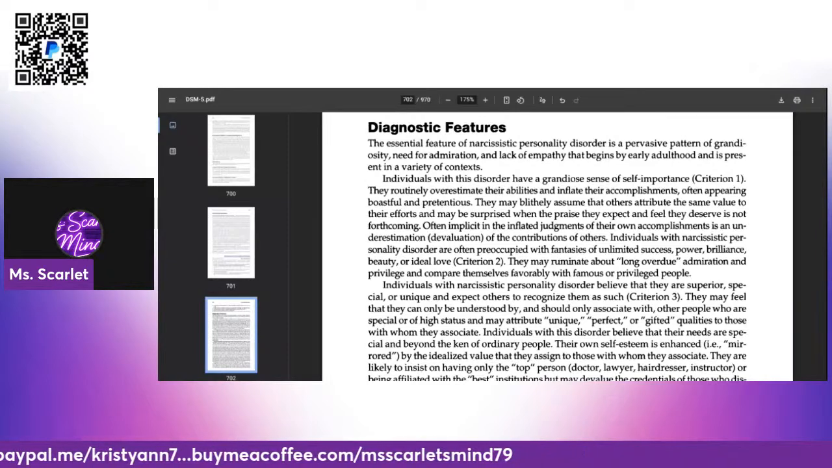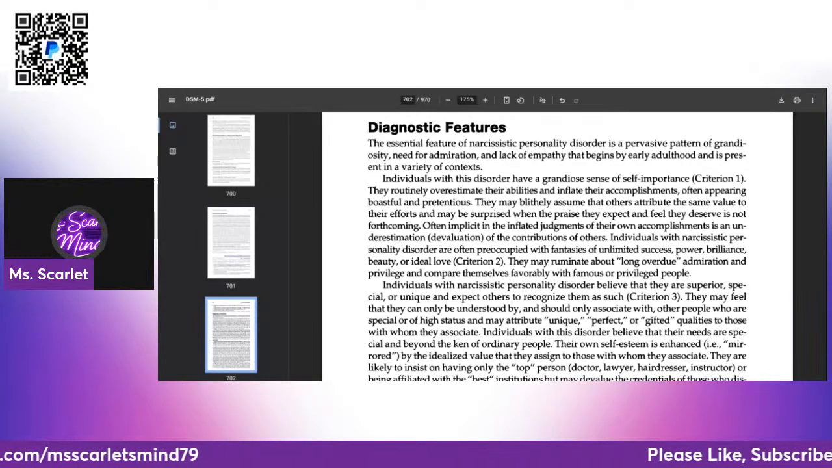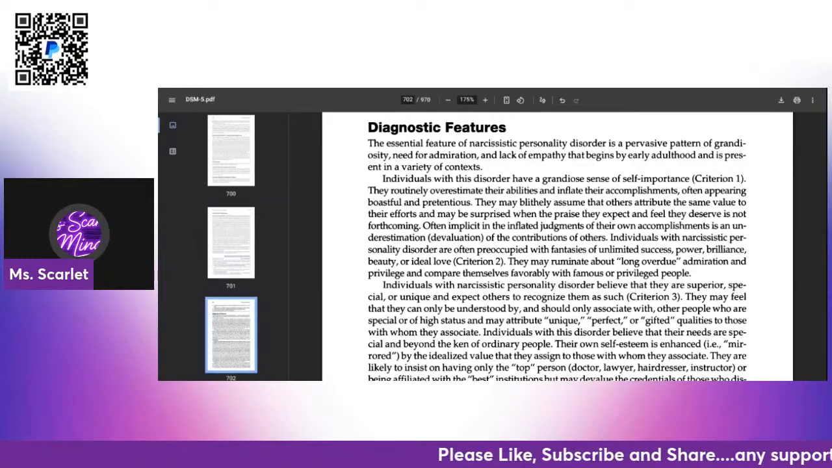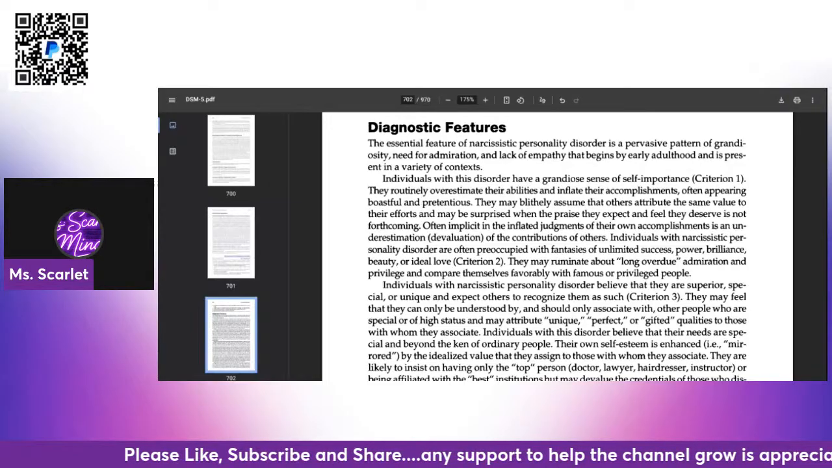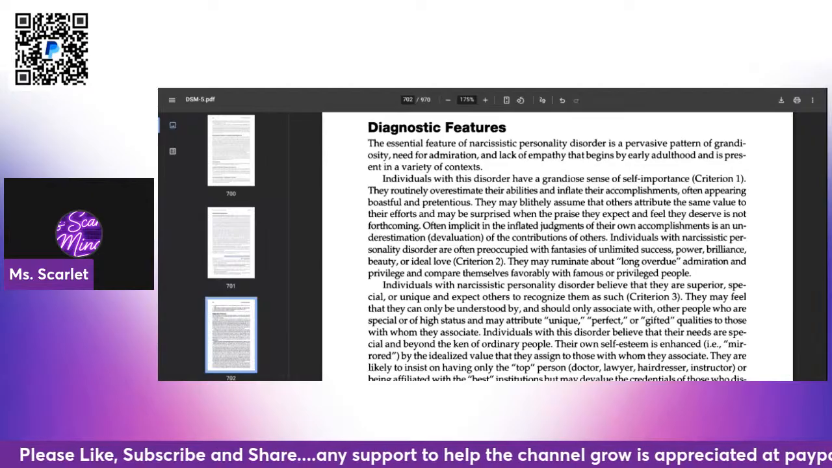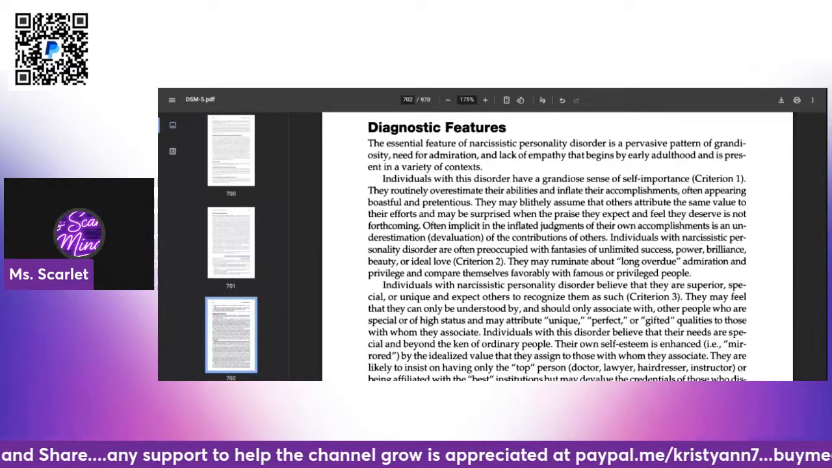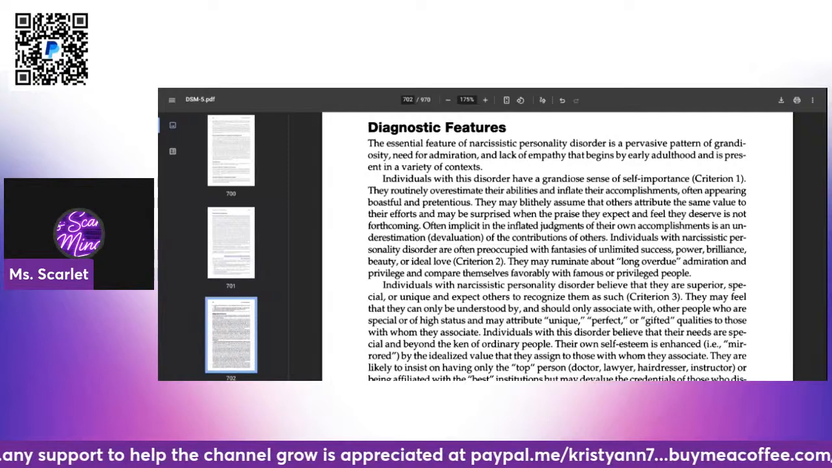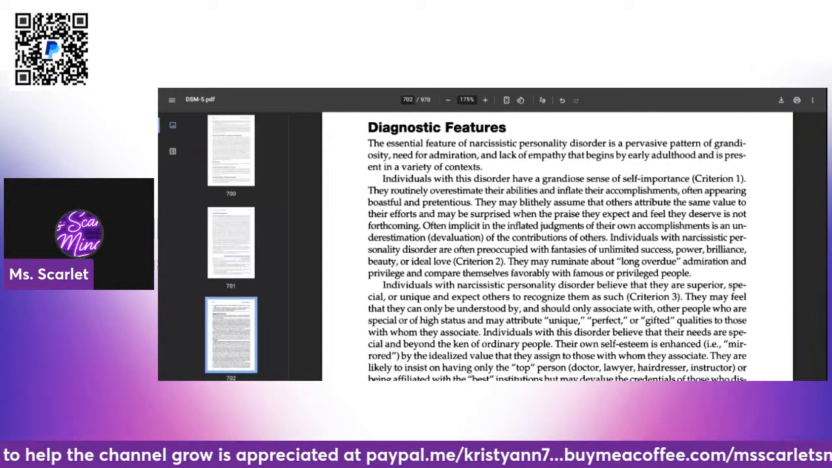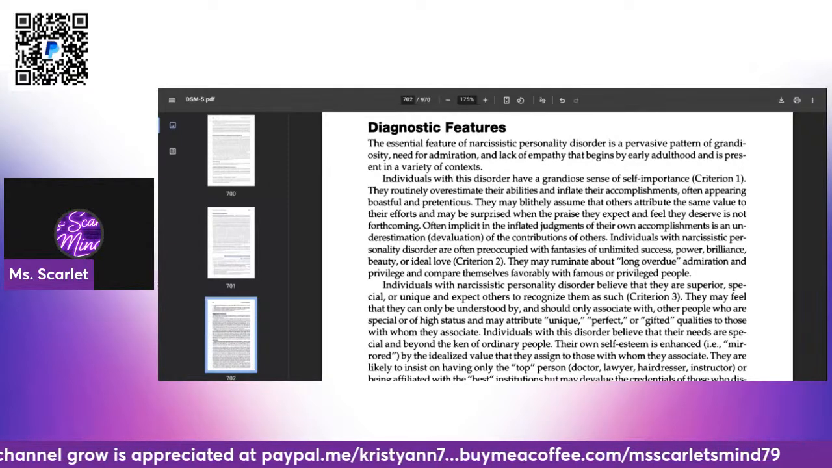Individuals with narcissistic personality disorder believe that they are superior, special, or unique and expect others to recognize them as such. They may feel that they can only be understood by and should only associate with other people who are special or of high status and may attribute unique, perfect, or gifted qualities to those with whom they associate. Individuals with this disorder believe that their needs are special and beyond the ken of ordinary people.